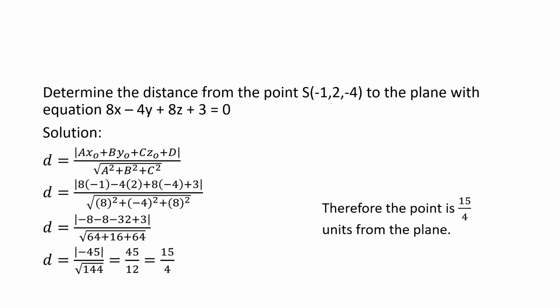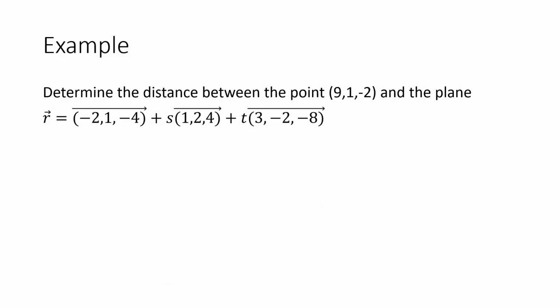And ultimately, what we'll get is the absolute value of -45 all over the square root of 144, which will be 45 over 12, or simplified, 15 over 4. So the point is 15 over 4 units from the plane.